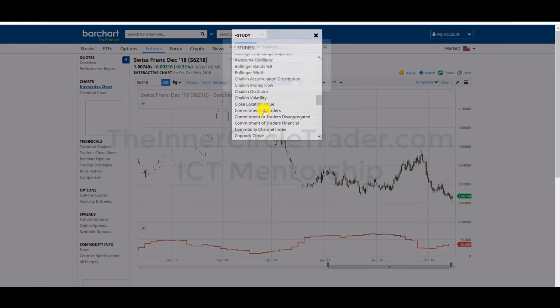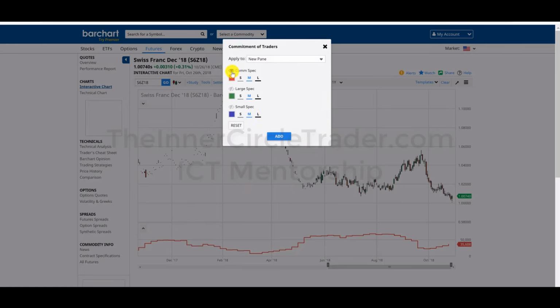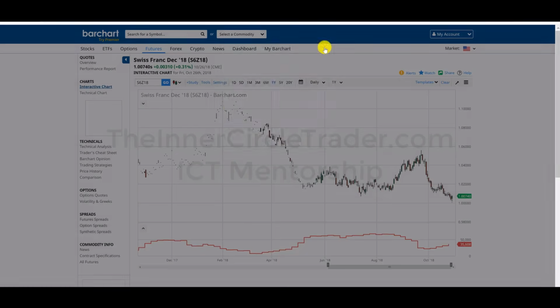Commitment of Traders. As you can see, the little eyeball is dark here. That means the commercials are the only ones being shown. If I wanted to add the large specs back or the small specs back, I would just tap the eyeball like that. Okay? So since I don't want to make any changes, I'm just going to come back out of that.